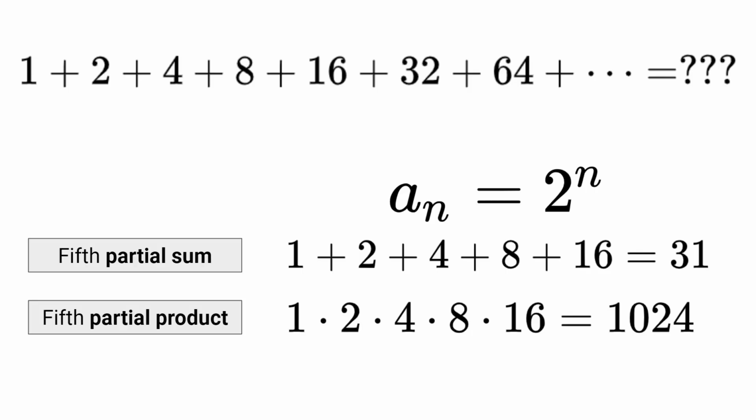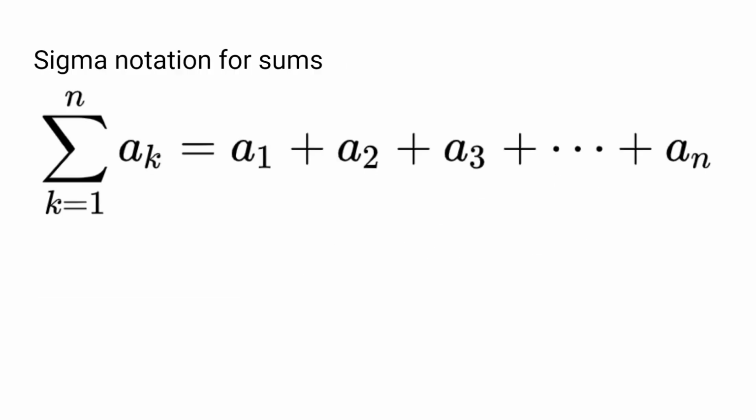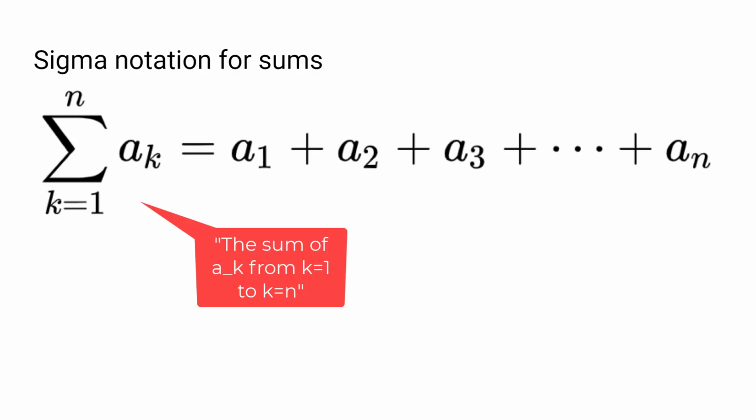To write the sum of a sequence called A, starting at index 1 and going through index n, we write this. The big symbol here is a giant Greek capital letter sigma, which starts with S to remind you of sums. You read this as the sum of A sub k from k equals 1 to k equals n. This means A1 plus A2 plus A3 plus A4 and so on through An.